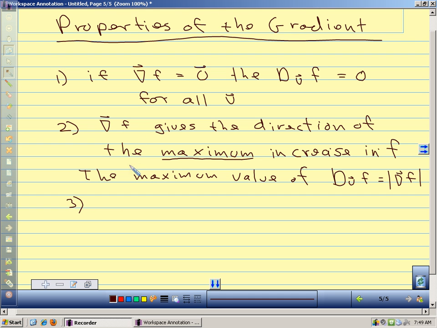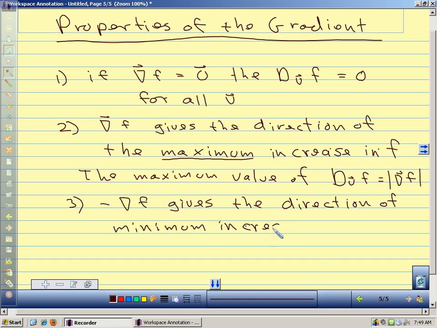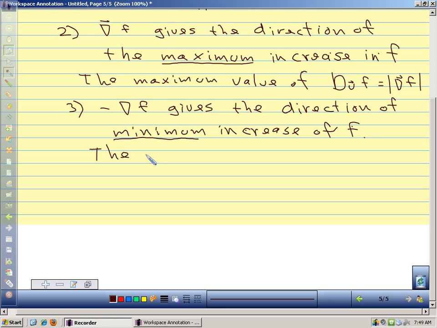And our third one is the opposite of this. Negative del f gives the direction of minimum increase. And the minimum value of the directional derivative is given by the opposite, the negative of the absolute value of the gradient.